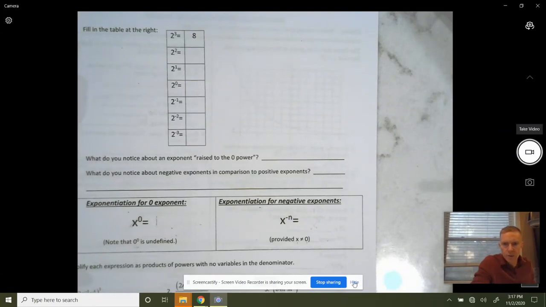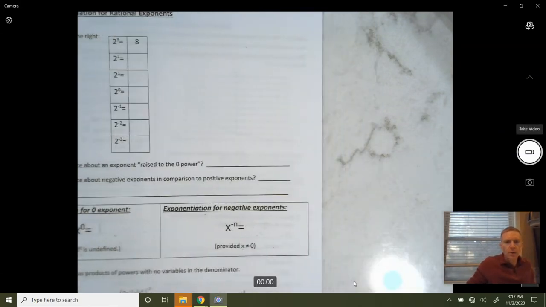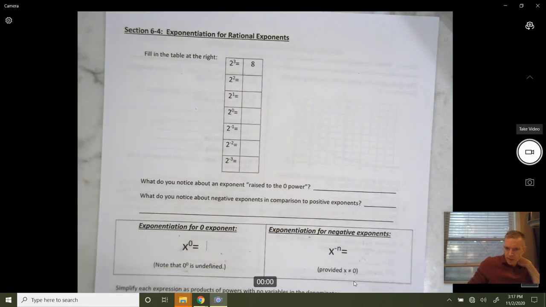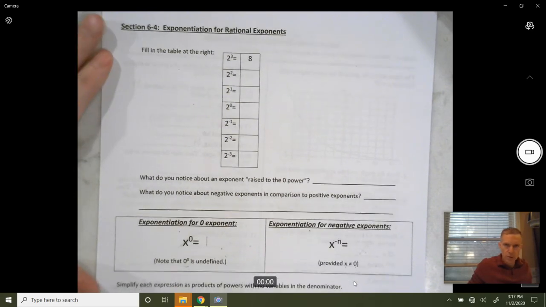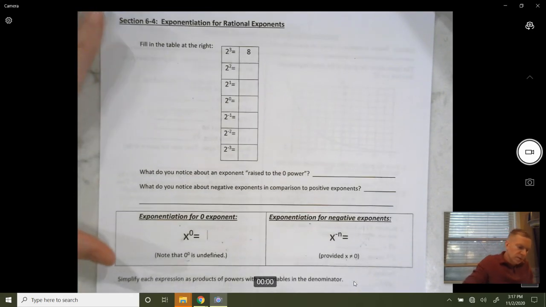All right, so 6-4. We're going to talk about 6-4, and right now I'm in your packet on page 127. I'm going to jump around a little bit, but right now we're on 127. Fill in the table at the right.